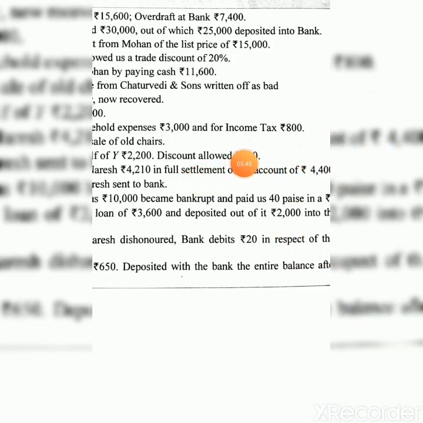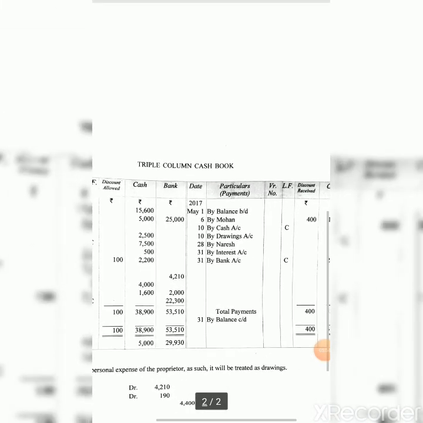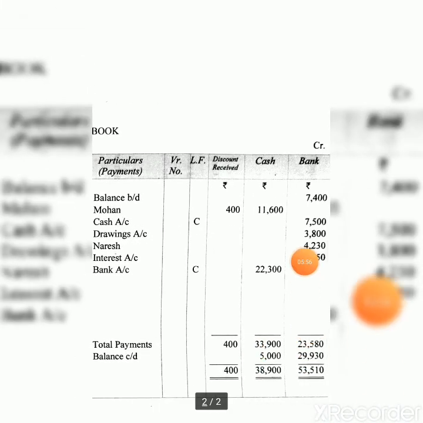So income tax, when a proprietor is paying income tax from the business's money, that is also supposed to be drawing, and household expenses is also drawing. So 3,800 directly written, their drawings will be 3,800.